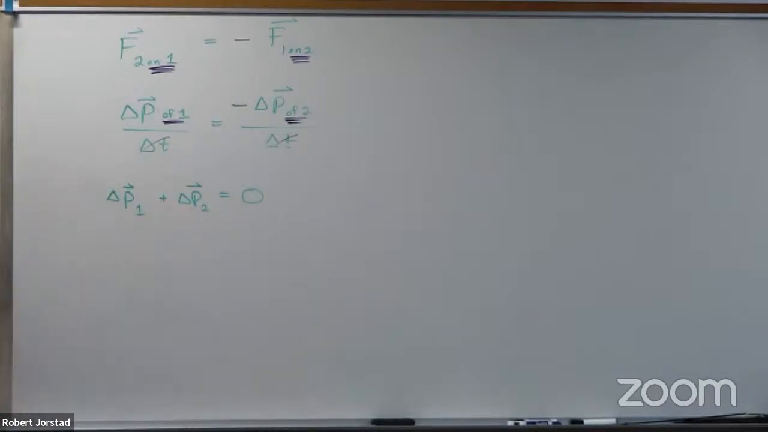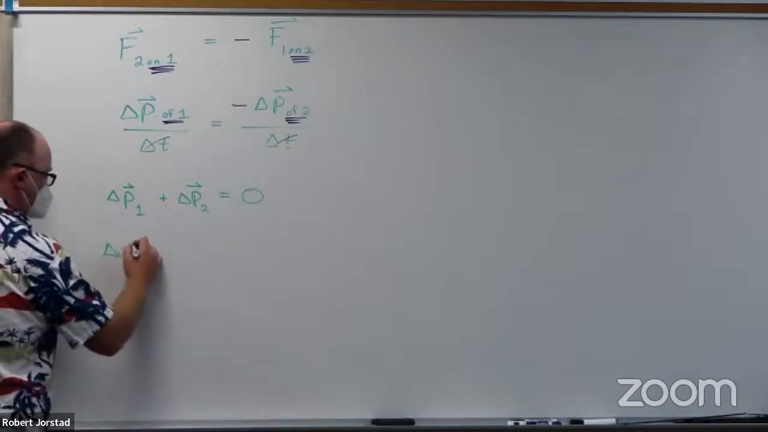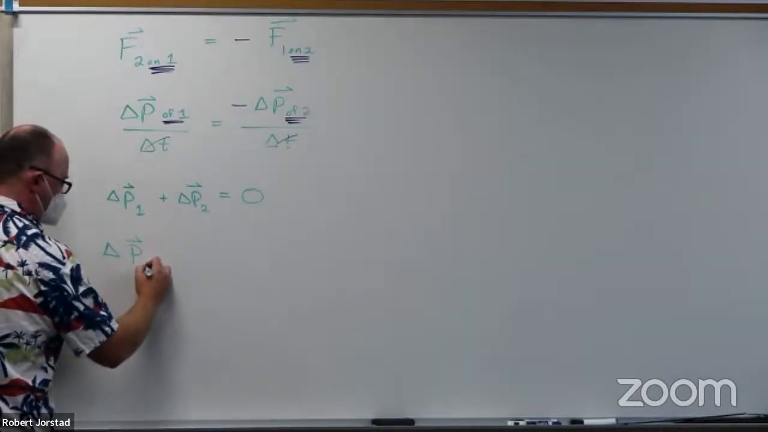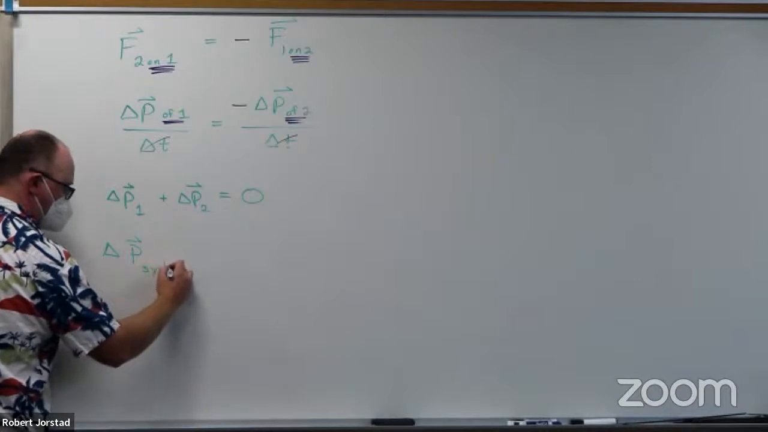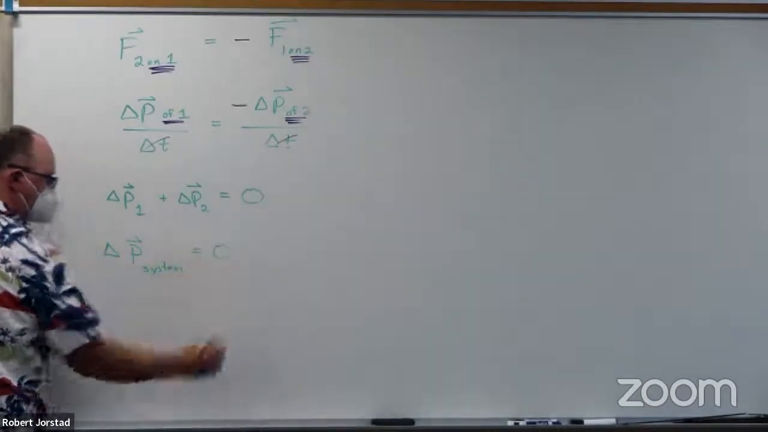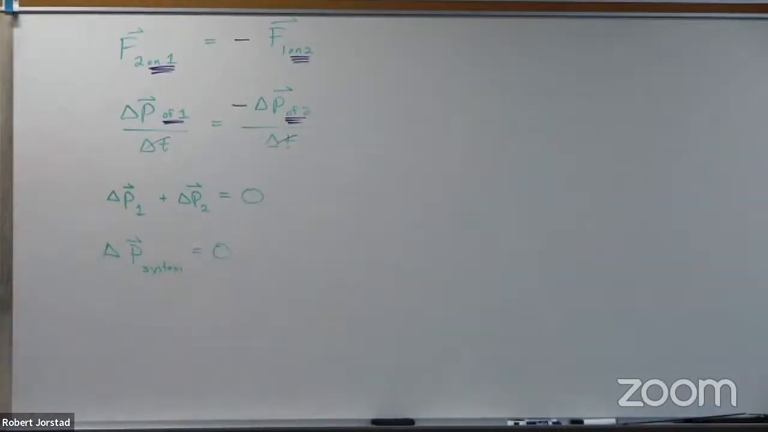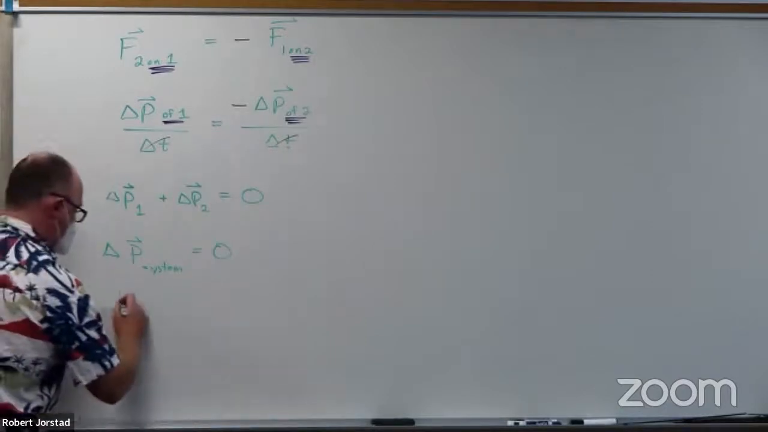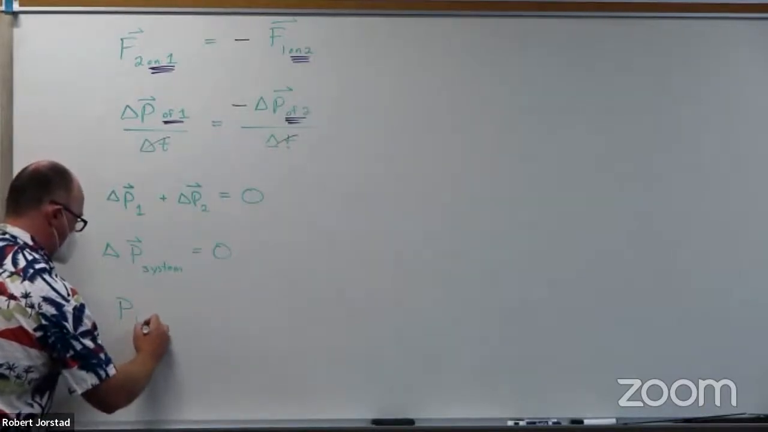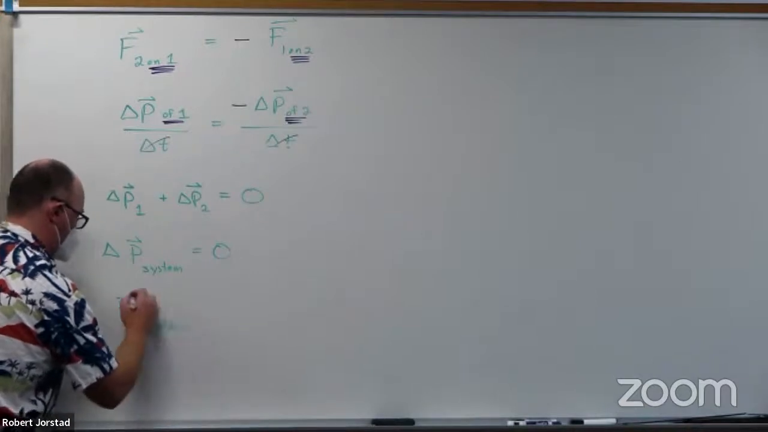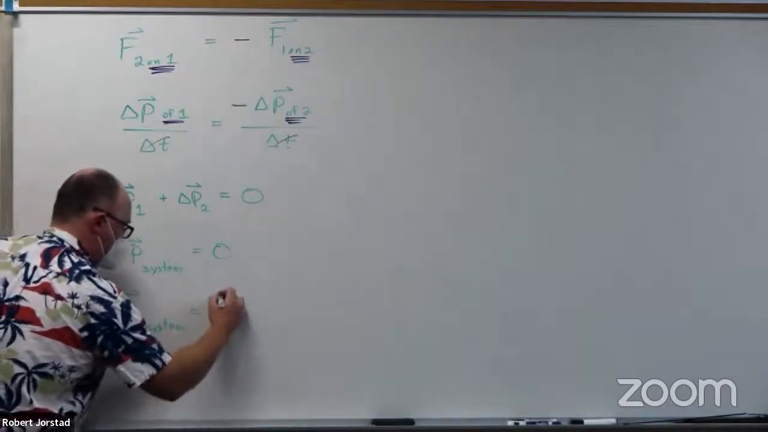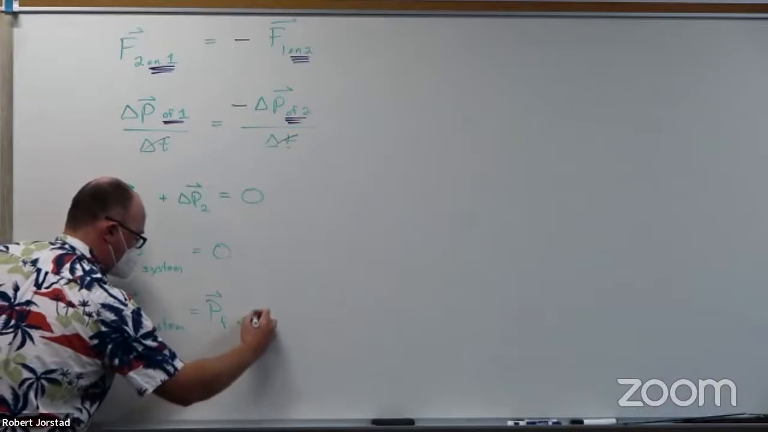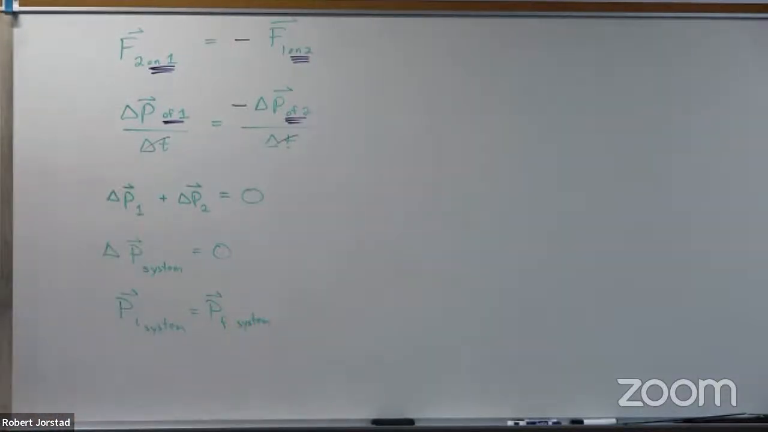Well, that's basically saying the change in momentum of the 1-2 system is equal to 0. This is saying no change. Agreed? Well, that's the same thing as P initial of the system equals P final of the system. Got it?